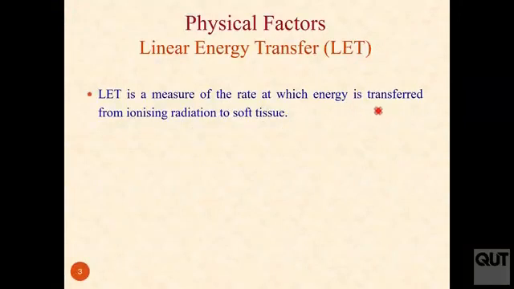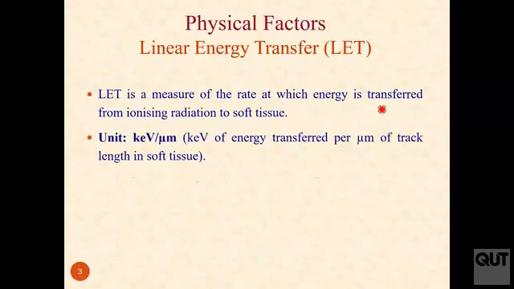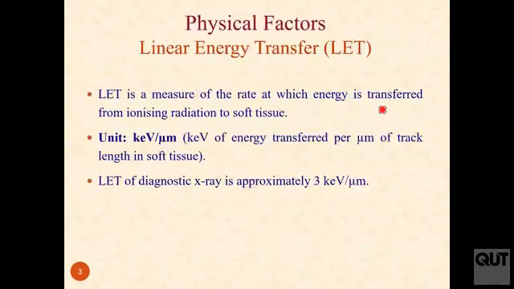Physical factors: linear energy transfer, LET. We covered this a little bit last week when we did the different types of radiation, or the radiation weighting factors in equivalent dose. So LET is a measure of the rate at which energy is transferred from ionising radiation to soft tissue. If it transfers a lot of energy quickly in a short distance, then it's got a high LET. If it takes longer, then it's a low LET.